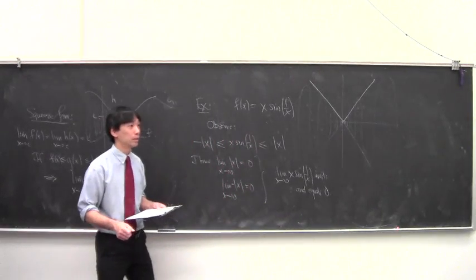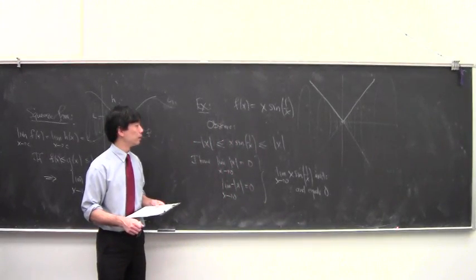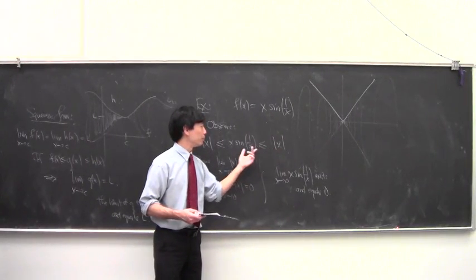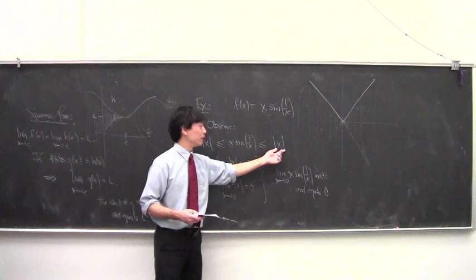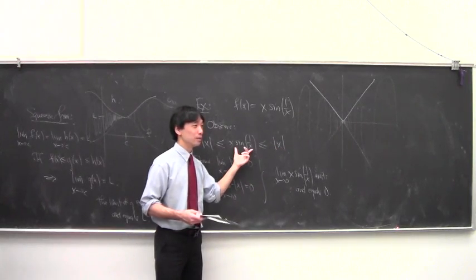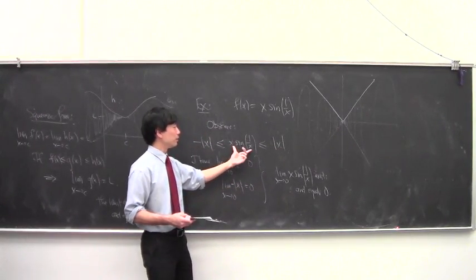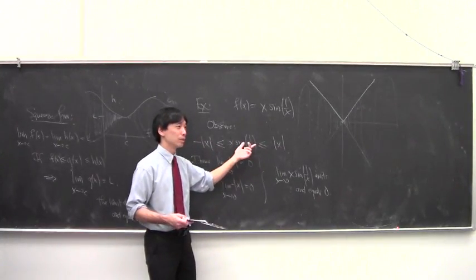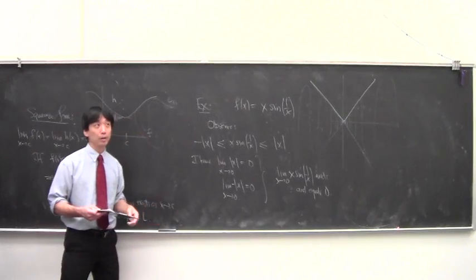Student: When you say function's bigger, does that just mean the outputs are larger? Yeah, just as numbers. If I put in a 2 here, I'm going to get something bigger than this. That is, 2 sine 1 over 2 is trapped between negative 2 and positive 2.